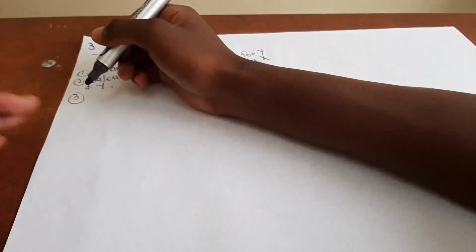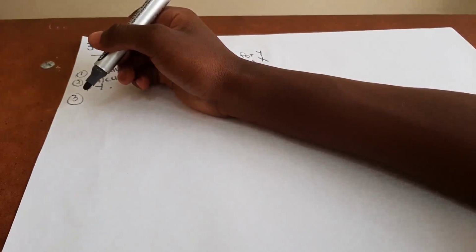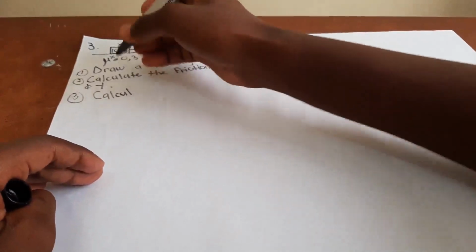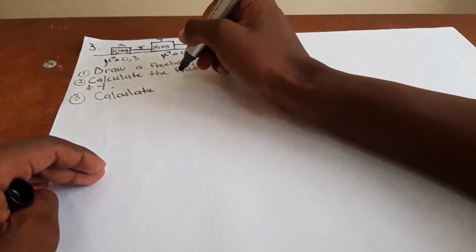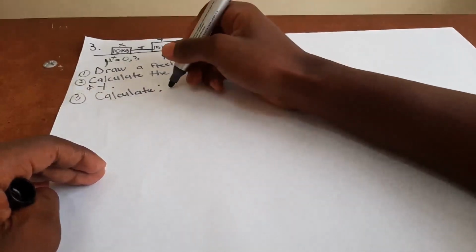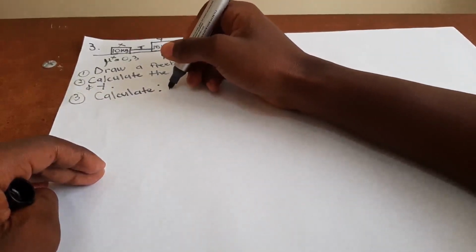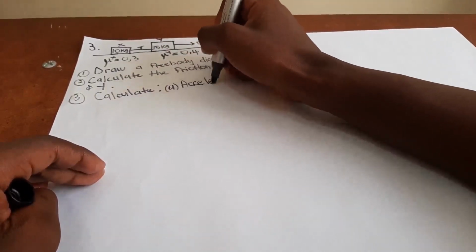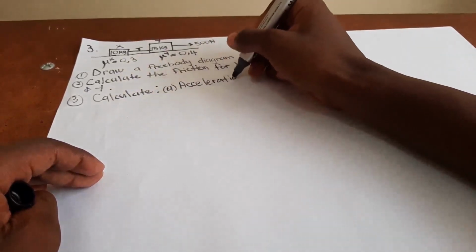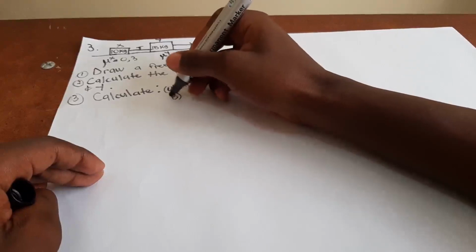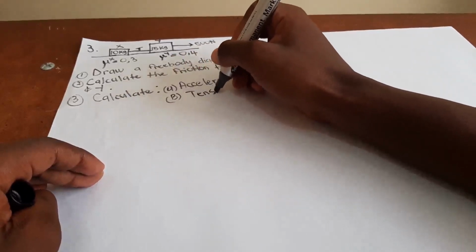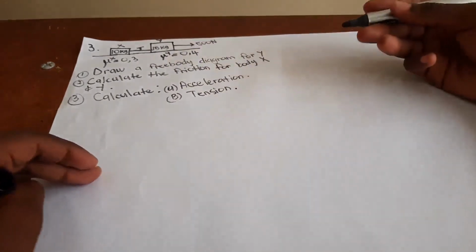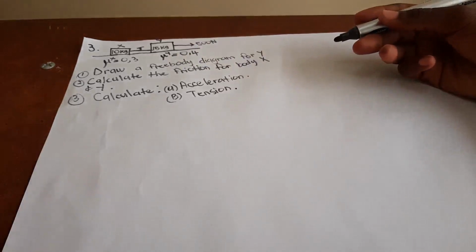Our third question is the last one, I believe. Let's calculate A, acceleration, and B, tension between X and Y. Okay, so let's answer the questions now.